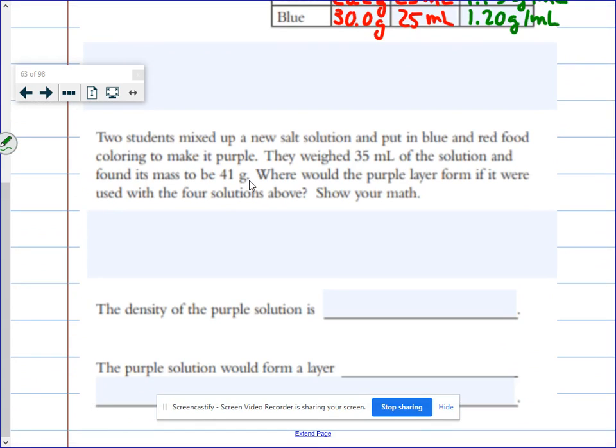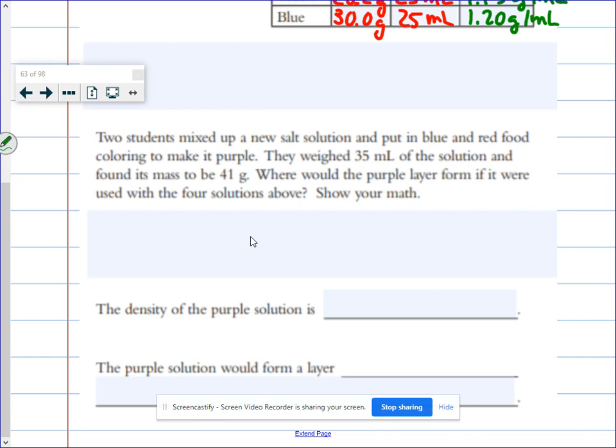All right. So you have a couple other questions here on the bottom. Let's go ahead and try these. It says 2 students mixed up a new salt solution and put in blue and red food coloring to make it purple. So they basically made a purple salt solution. They weighed 35 milliliters of the solution and found its mass to be 41 grams. Where would the purple layer form if it were used with the 4 solutions above? Show your math. Okay, so what I want to do is figure out, using these numbers, what is the density of my purple layer?